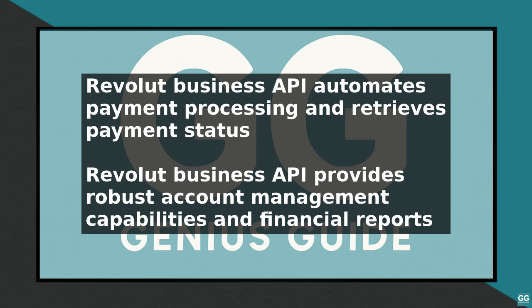When working with the Revolut Business API, it's essential to follow best practices to ensure security and reliability. This includes using secure authentication methods, such as OAuth, and encrypting sensitive data, such as API keys and payment details. You should also implement robust error handling and logging mechanisms to ensure that any issues are quickly identified and resolved.